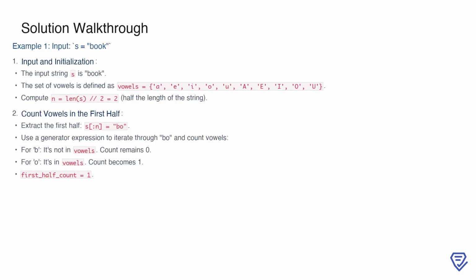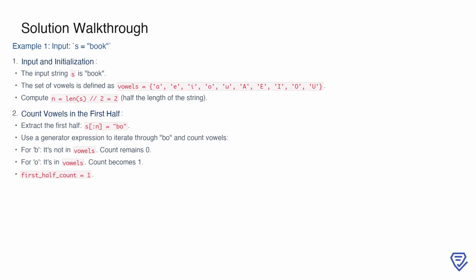Here, we start with the input string s, which is "book". The first step is to initialize the set of vowels, both uppercase and lowercase, so that we can easily check for membership later. Then, we calculate n, which is half the length of the string. This gives us the split point to divide the string into two halves.